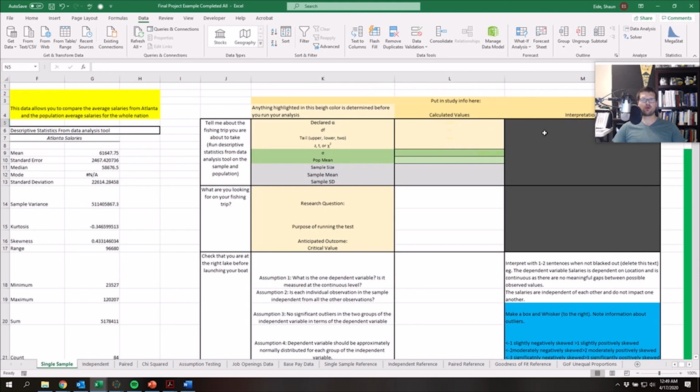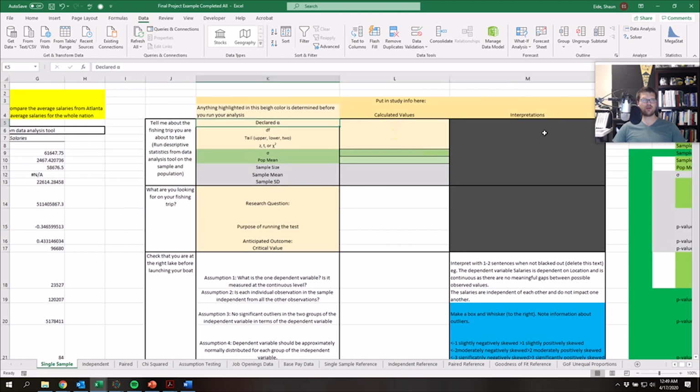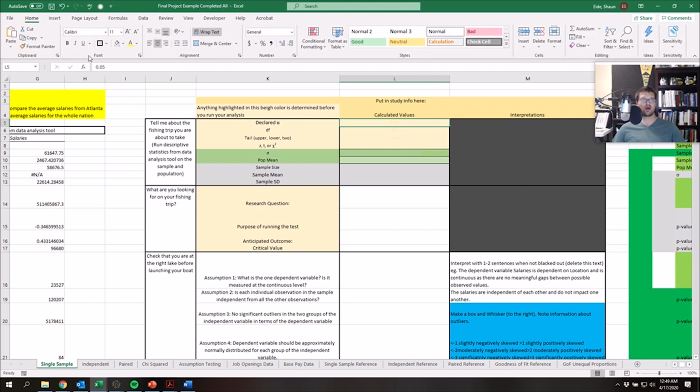Okay, so let's come over here and we have to make a few decisions. First of all, remember what I said about the declared alpha. What is it that I want it to be? And so I'm going to say, okay, I want my alpha to be 0.05. And so I've got my alpha of 0.05 because I only want a 5% chance that I say that there's a difference, but there really isn't a difference.